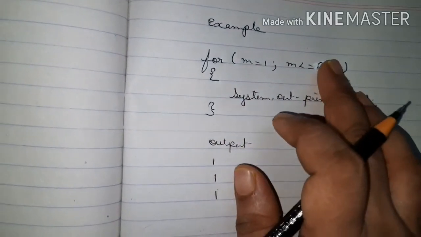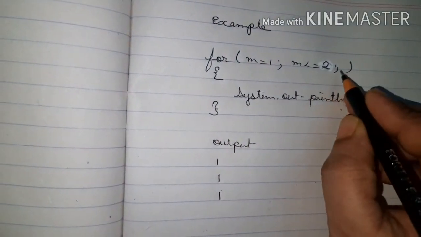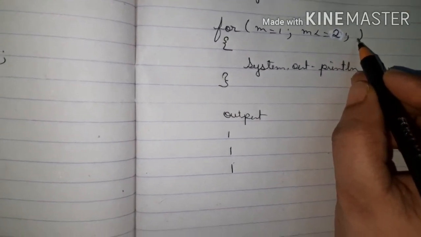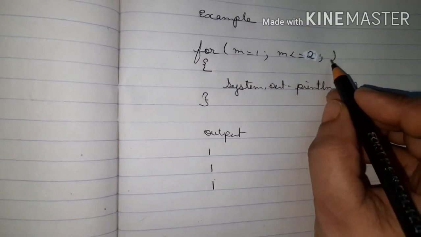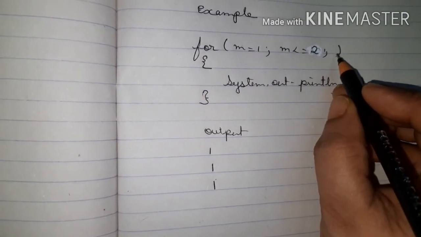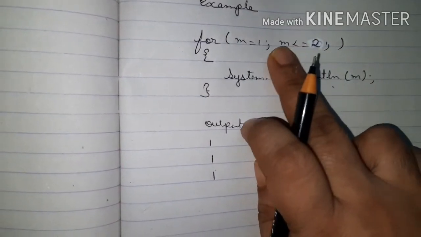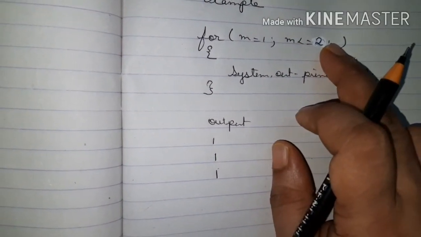Why? Because a particular statement, a particular condition is missing here. The increment operator is missing. Because of the missing increment or decrement operator here, the loop never reaches its end.